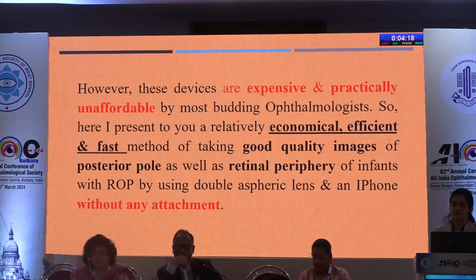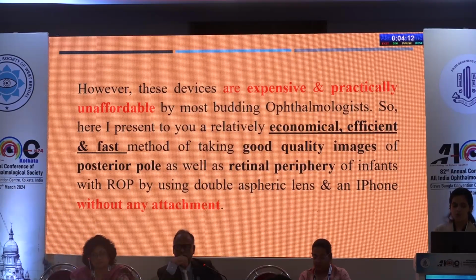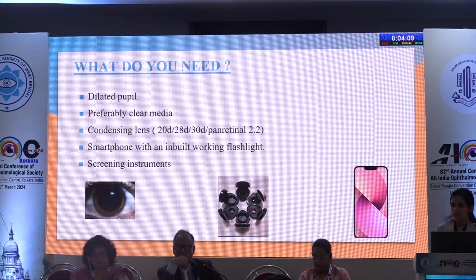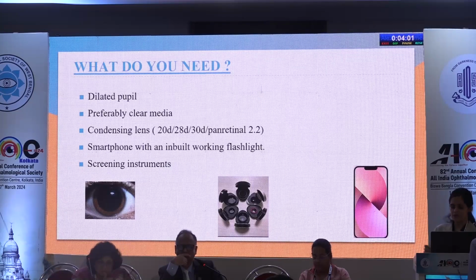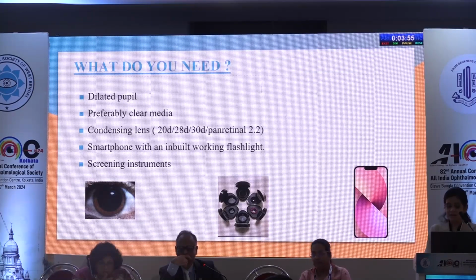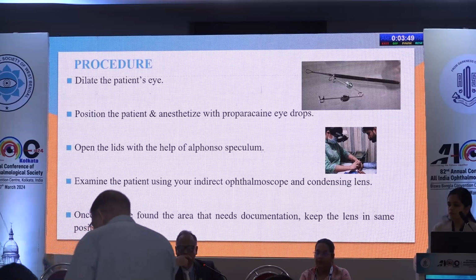However, all these devices are expensive and you need to shell out some money. So what can budding ophthalmologists do for this? I am going to tell you a method in which you can capture pictures without using any attachment. So what do you need? Like any other ROP screening, the pupil needs to be dilated, media needs to be clear, and you need the condensing lenses, which can be any lenses. You need a smartphone with a built-in working flashlight, and the screening instruments.